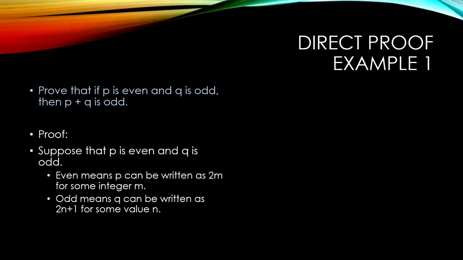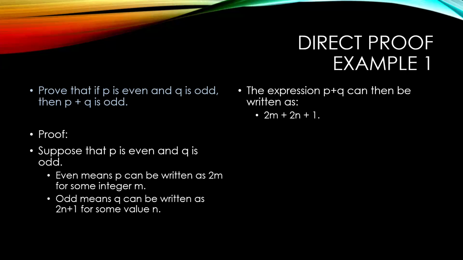And so here's our proof. We suppose that P is even and Q is odd. Even means P can be written as 2m for some integer m. Odd means Q can be written as 2n plus 1 for some value n, where again, m and n are both integers.